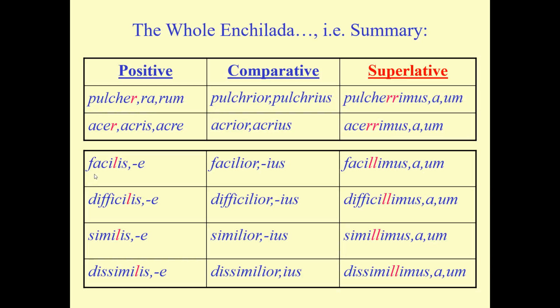The whole enchilada, which you guys know means like the summary of everything we just talked about. These words are irregular in the comparative, but irregular in the superlative. Here's the ones that end in R, and here's the ones that end in L in their base. Okay, so this is the irregular part. You might want to pause it on this slide and make sure you understand this before moving on. Okay, and we'll practice that this week and next week as we learn chapter 34.